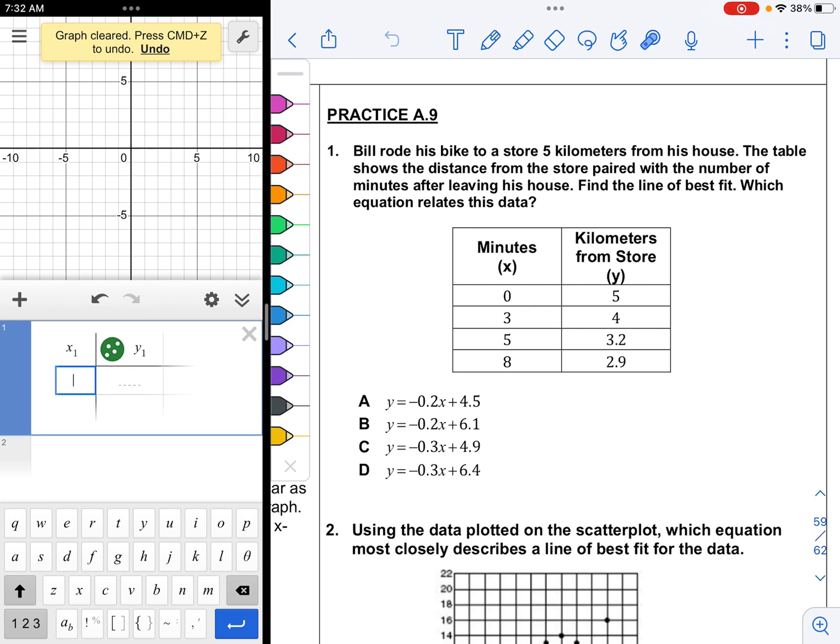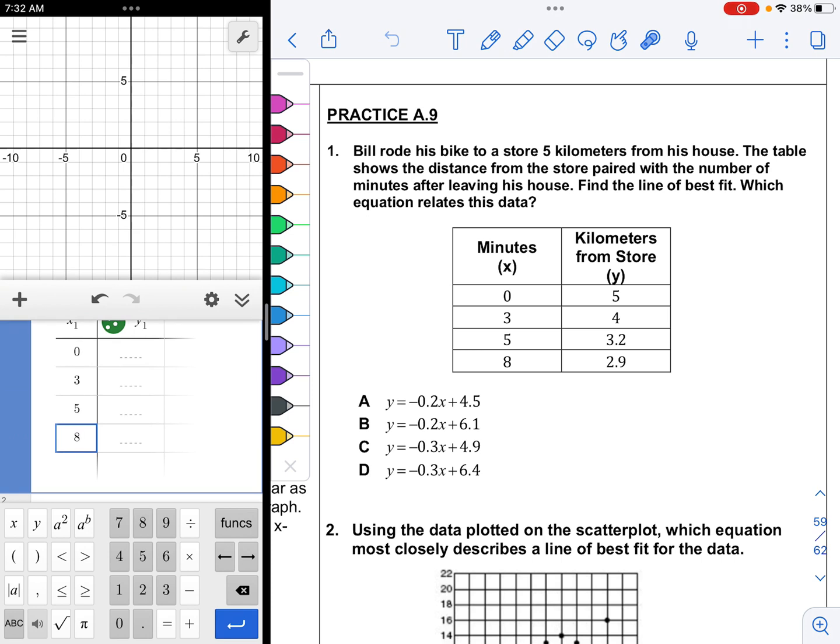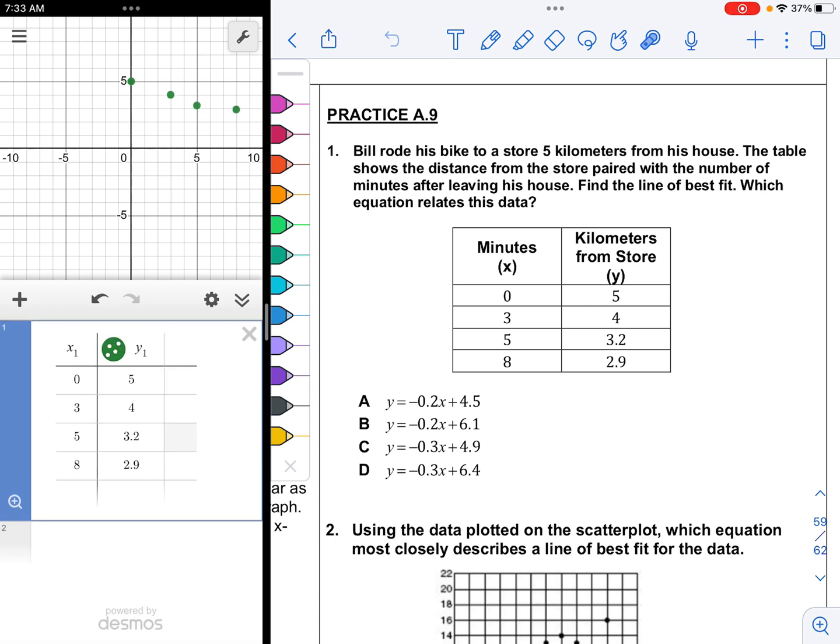We're going to start by adding a table, and we're going to add this table in that they gave us. So it says 0, 3, 5, 8, and it's going to try and guess what data points you want to put in there, so don't worry if it does guess some points incorrectly. We're going to put in 5, 4, 3.2, and 2.9. That's the exact table it gave me. You can see that it graphed those ordered pairs up there at the top.